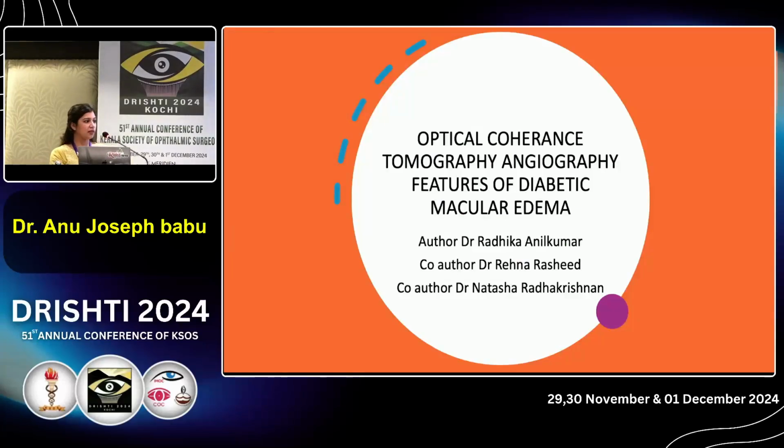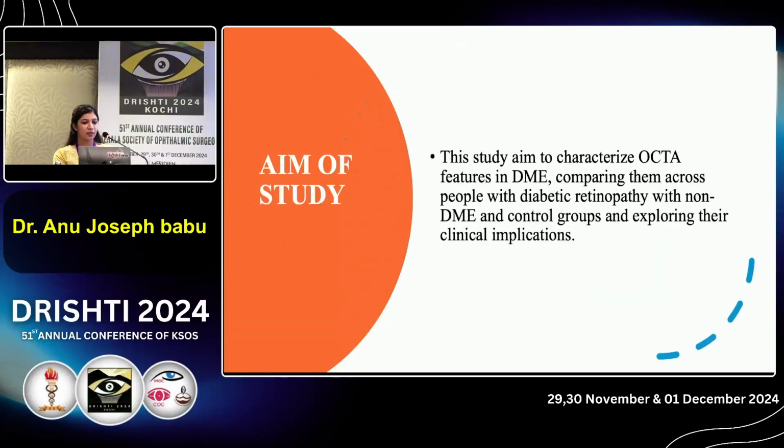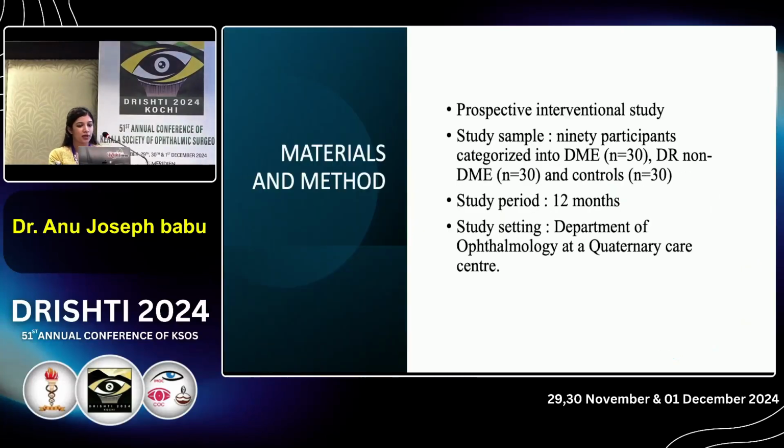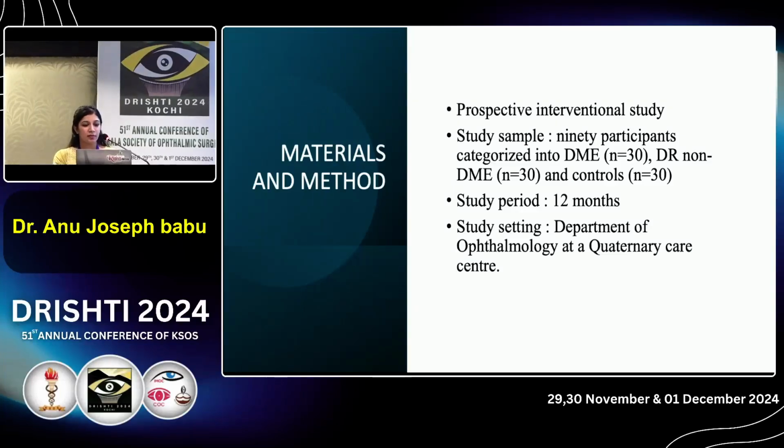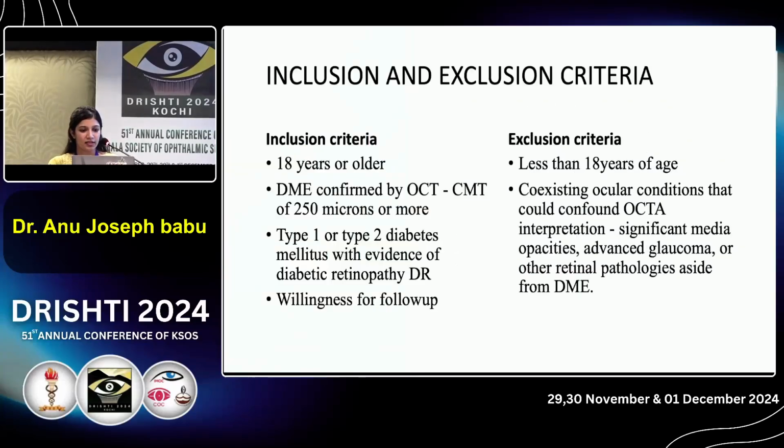I am presenting a paper on optical coherence tomography angiographic features of diabetic macular edema. The aim of the study is to characterize OCTA features in DME, comparing them across people with diabetic retinopathy without DME and control groups and exploring their clinical implications. It is a prospective interventional study done with 90 participants categorized into people with DME, people with DR without DME and controls. It was studied across 12 months at a Department of Ophthalmology at a quaternary care center.